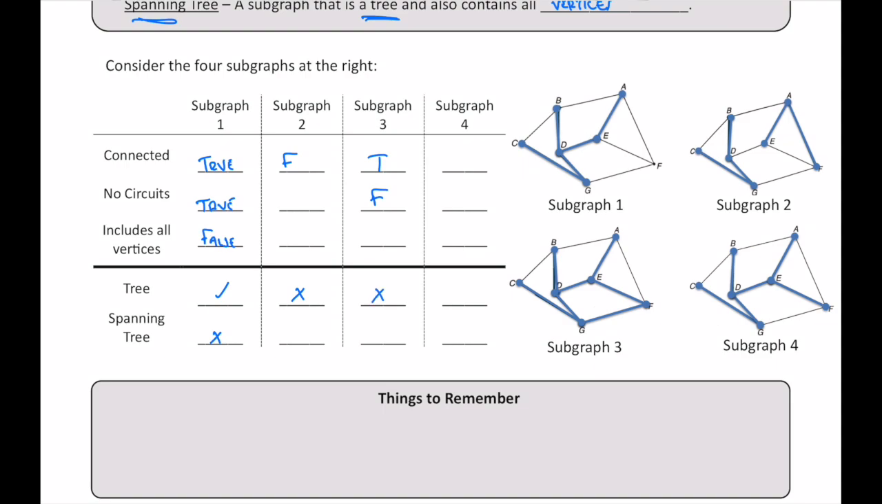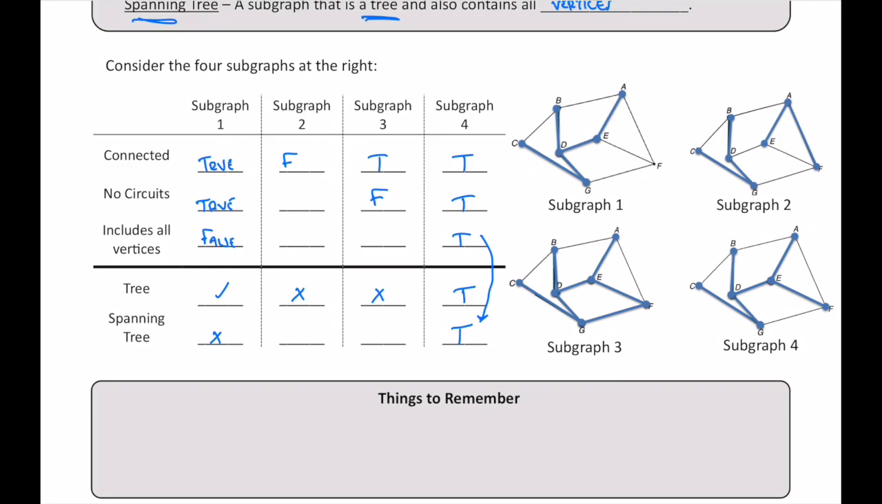And lastly, let's take an example of subgraph 4. We've got all of those pieces, all right? It's connected, different from subgraph 2. I cannot split it into multiple parts. So we are connected. We do have no circuits. Now the next step is we include every single vertex. So first off, we are a tree, but because we also have every single vertex in there, we are also a spanning tree for that example.